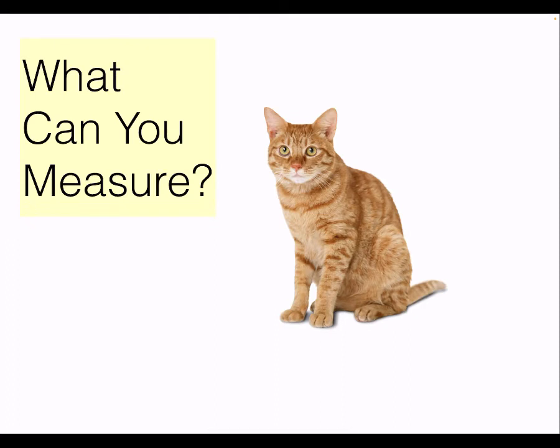Because you can measure speed with certain techniques like a radar gun, but there is a certain amount of calculation that happens in those, whereas these measurements we're going to talk about are direct measurements. So let's say you have something like a cat. Well, what are some things you can measure about the cat?